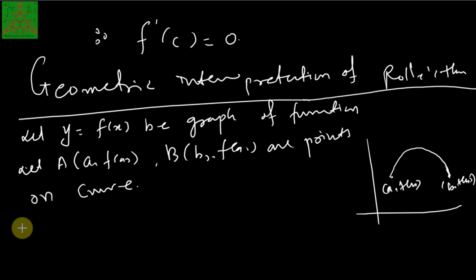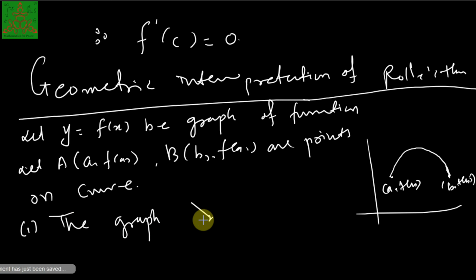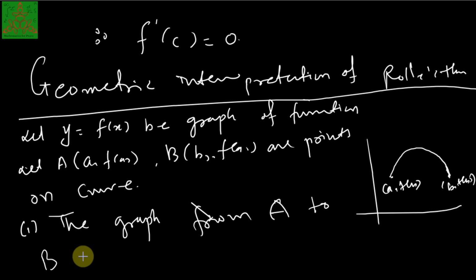So the first condition is we require that the graph is continuous. That means the graph from a to b is continuous. What does it mean? It means we can plot it without lifting our hand.